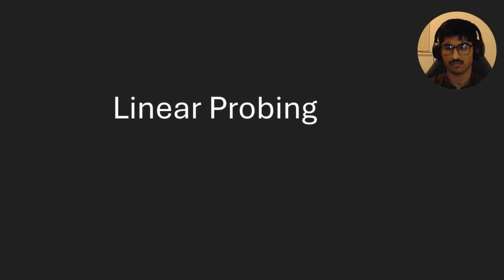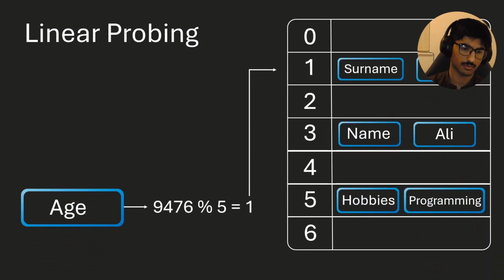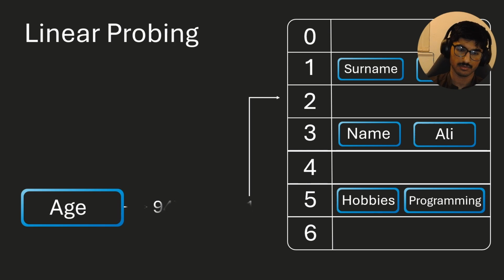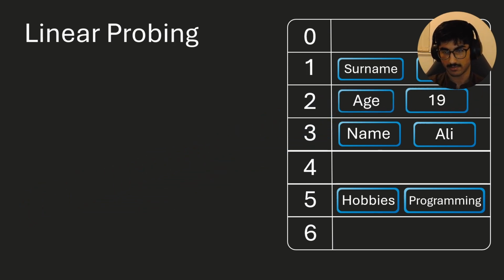So what do I mean by storing the data in the hash table itself? Let's bring back the example we had. Age maps to the index of 1. Now 1 is currently being used by the key surname. So what we can do is look at the index next to 1, which is 2. 2 is empty. So we can store age at position 2 and the value 19 will go with it. What have I done here?